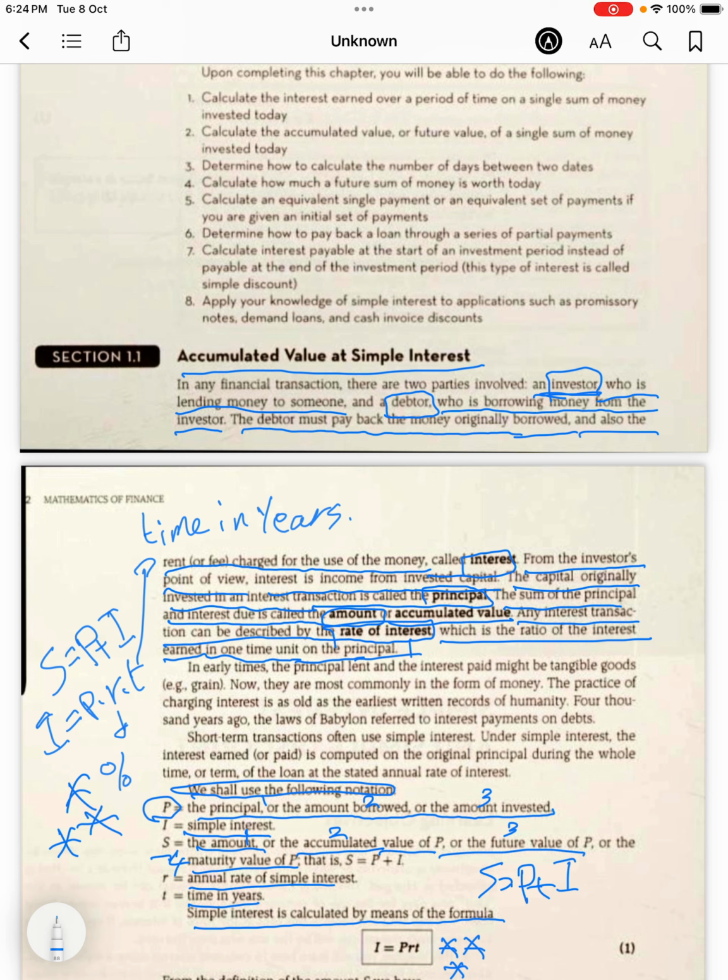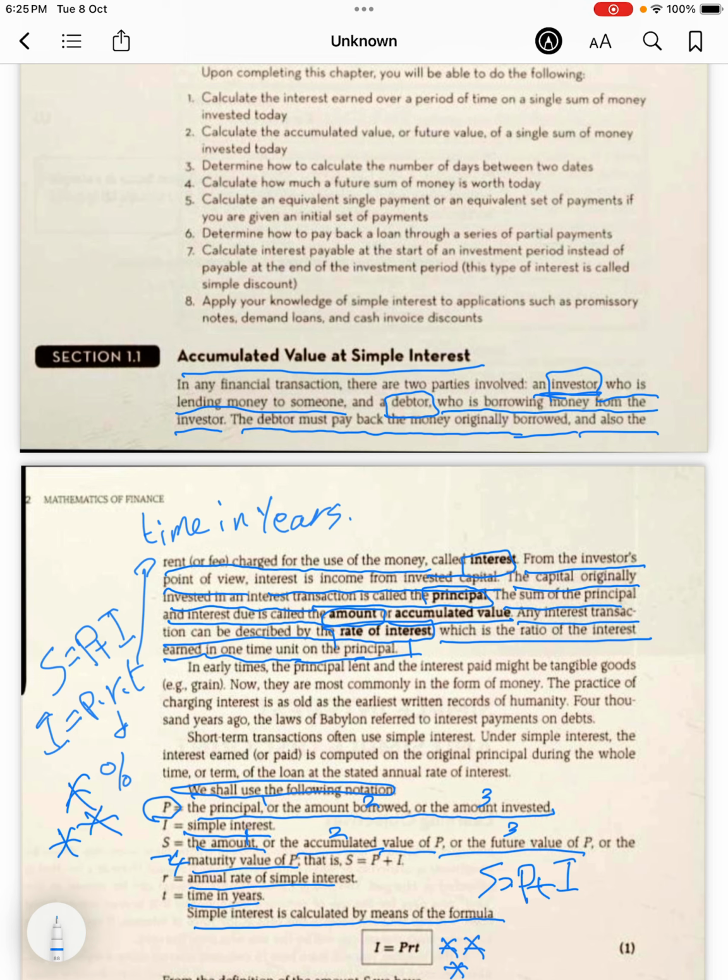But if you have the time in days, divide by 365 if the year is exact, but if it is ordinary, you must divide by 360. February is always 28 days, except when it is a leap year. A leap year is a year that when you divide it by 4, you get an integer, with no decimal.